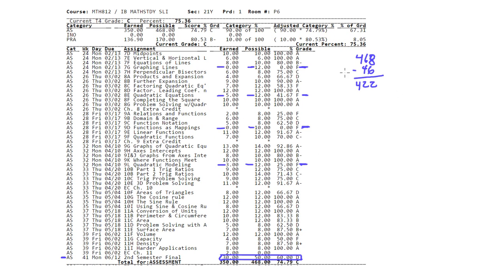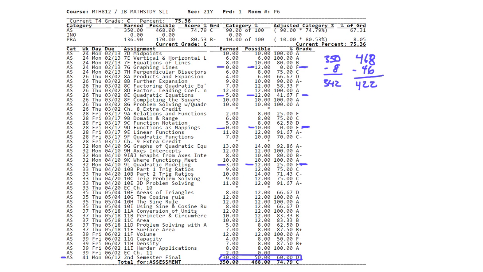We take our 350 and we subtract our 8, and that's going to give us 342. So now we have 342 out of 422 if we drop those 4 tests.